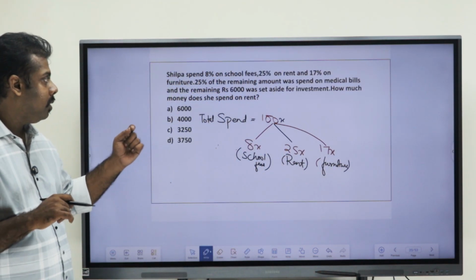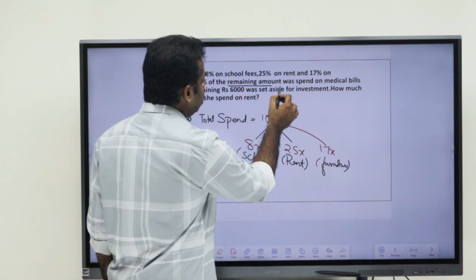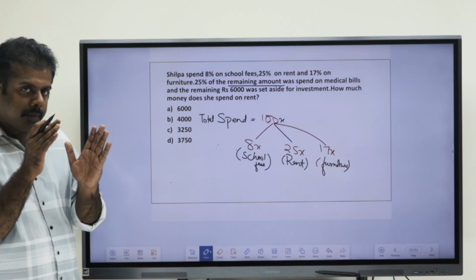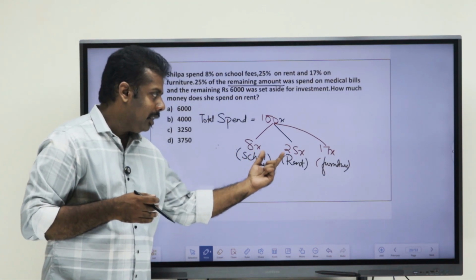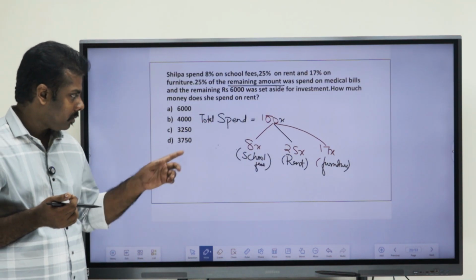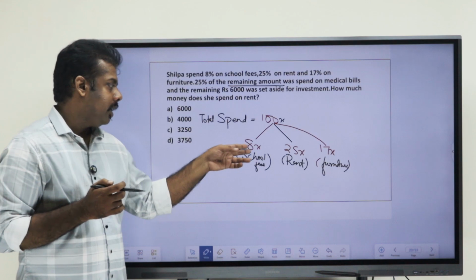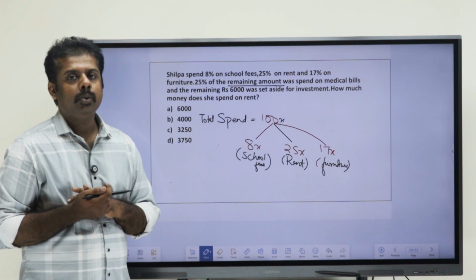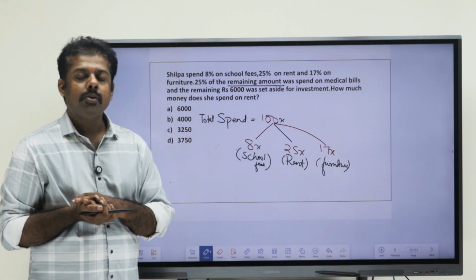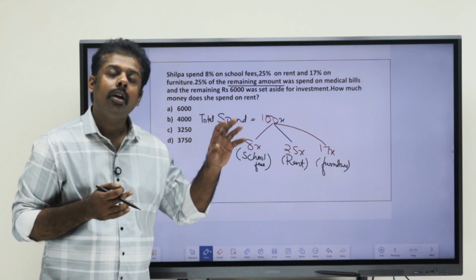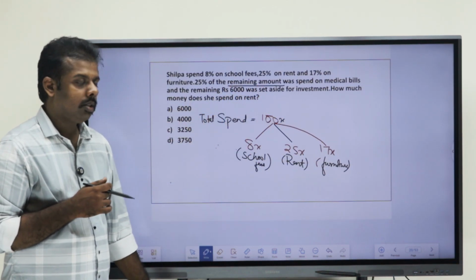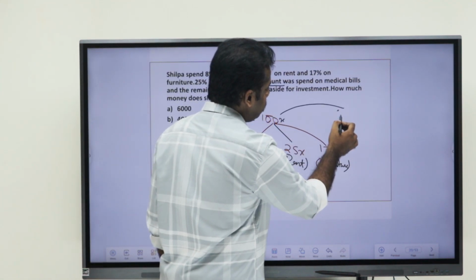The next statement starts with 25% of the remaining amount. So that is an important concept: of the remaining amount, 25%. First, total spending we have taken as 100x. If you add these three expenses, 8x, 25x and 17x, what are we getting? 8x plus 17x is going to give us 25x. 25x plus 25x is 50x. So out of 100x, 50x she has spent on these three cases. So the remaining has to be 50x.